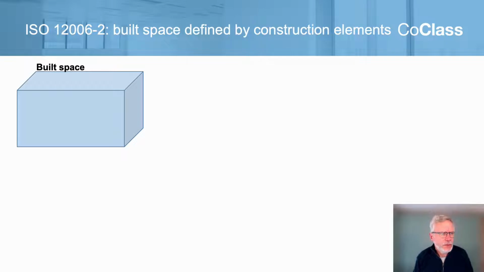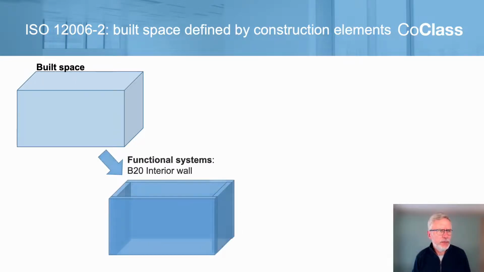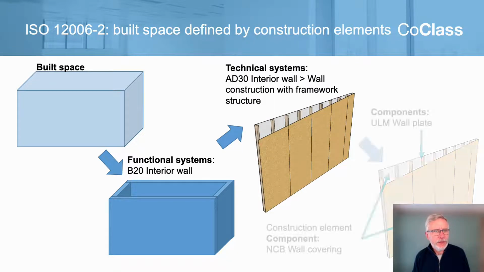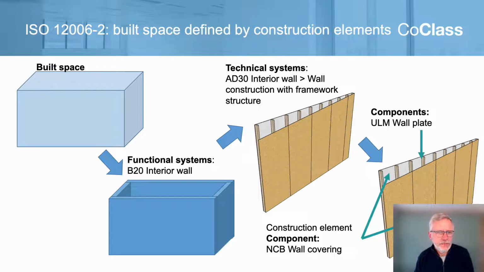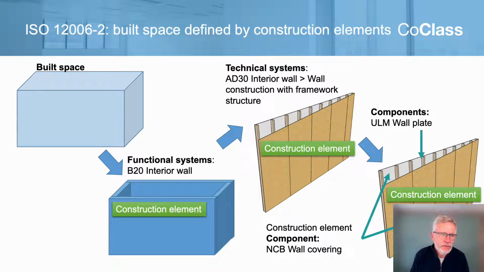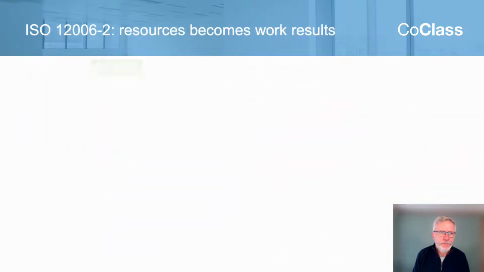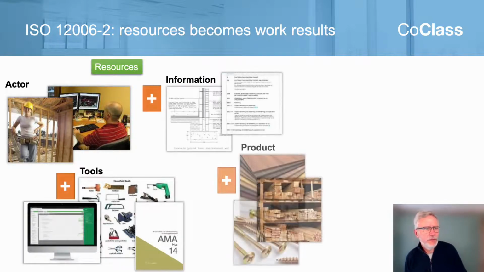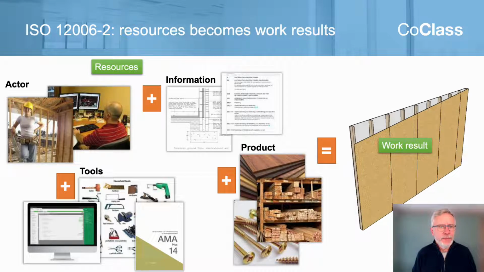You can also go more into detail. The built space is made up of construction elements, starting with the functional system, the technical system with a specific type of construction, and the components, a wall plate and the wall covering. These are construction elements of three different levels. And again, you have resources, you have the actors, you have the tools, you have the information, and you have products. And these end up being work results.